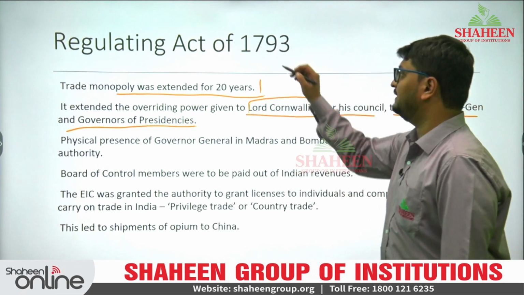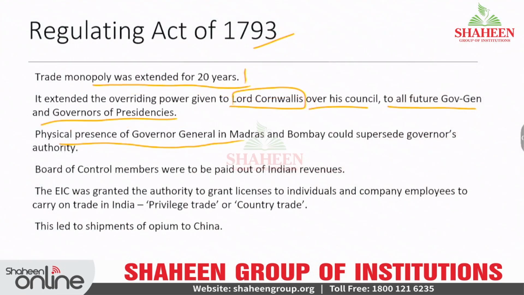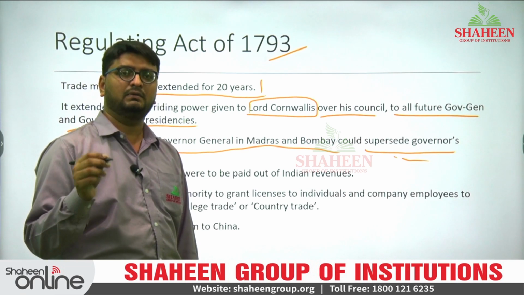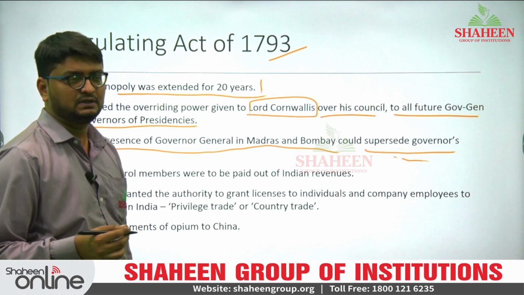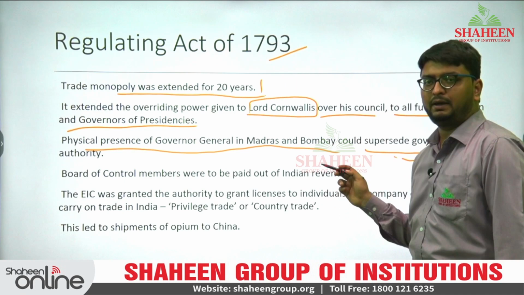Okay, so in the 1793 Act, it is said that the physical presence of the Governor General in Madras and Bombay would supersede the Governor's authority. What does it mean? Suppose the Governor General of Bengal comes and visits Madras and stays there for one month or two months. At that time the Governor General of Bengal's authority will be there, so he will supersede the Governor of Madras. It was a very big deal. And even when he goes to Bombay, he will do the same.